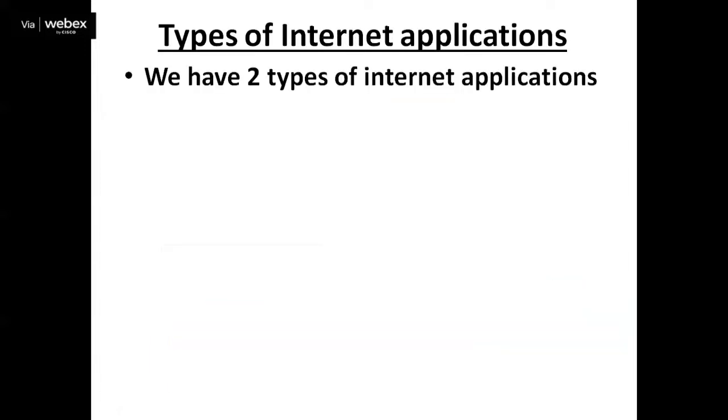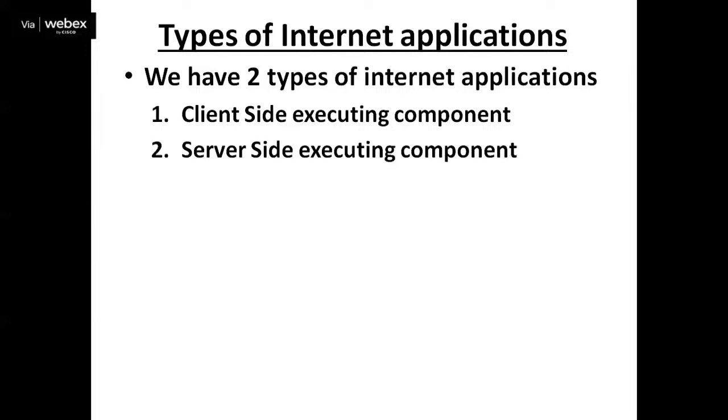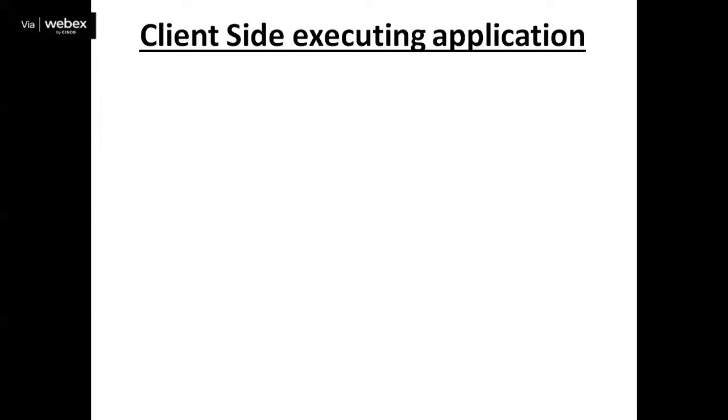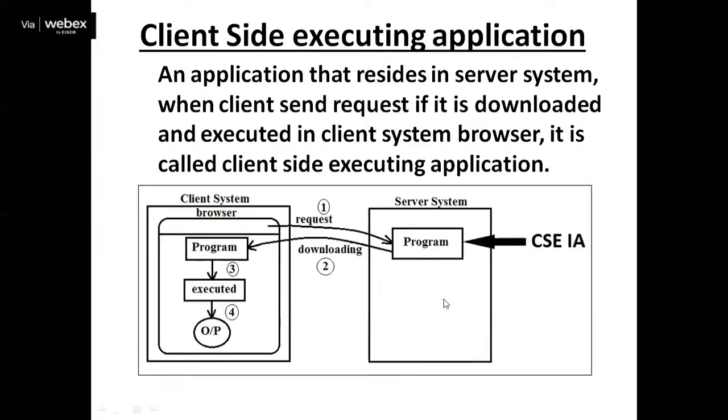Types of internet application: we have two types. Client-side executing component, component means program, and the second one is server-side executing component. What is a client-side executing application or component? An application that resides in the server computer, when the client sends a request, if it is downloaded and executed in the client system browser, it is called a client-side executing application.